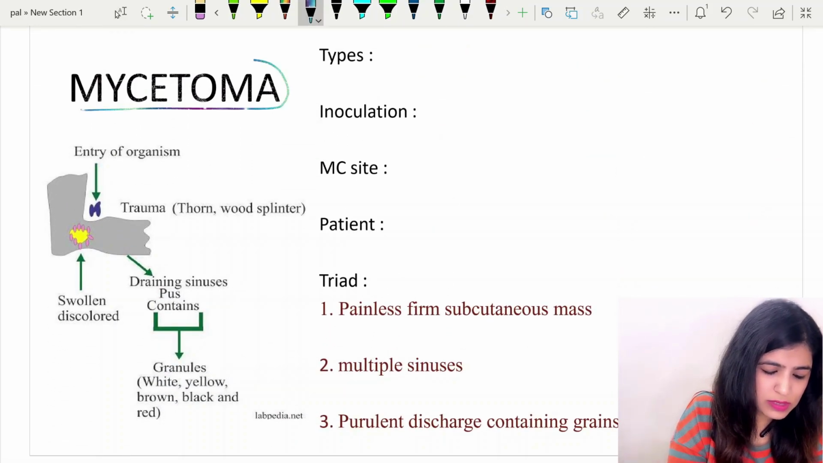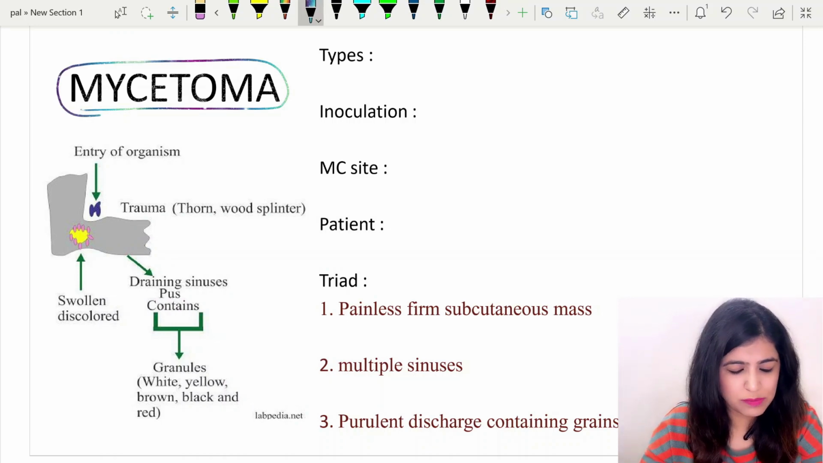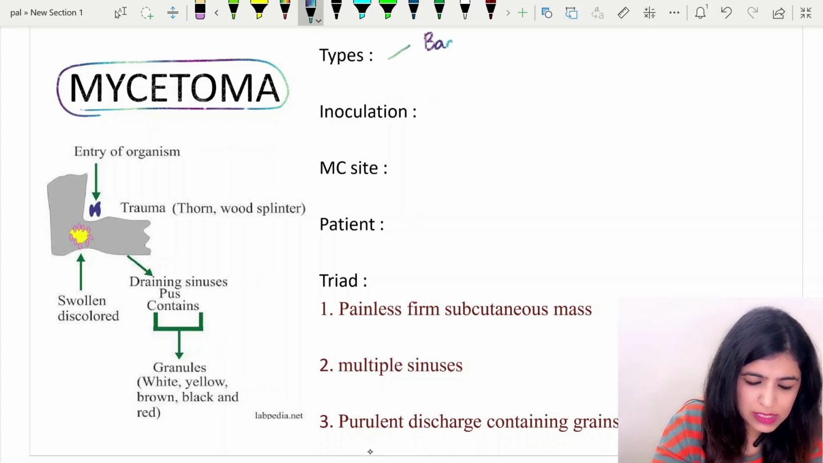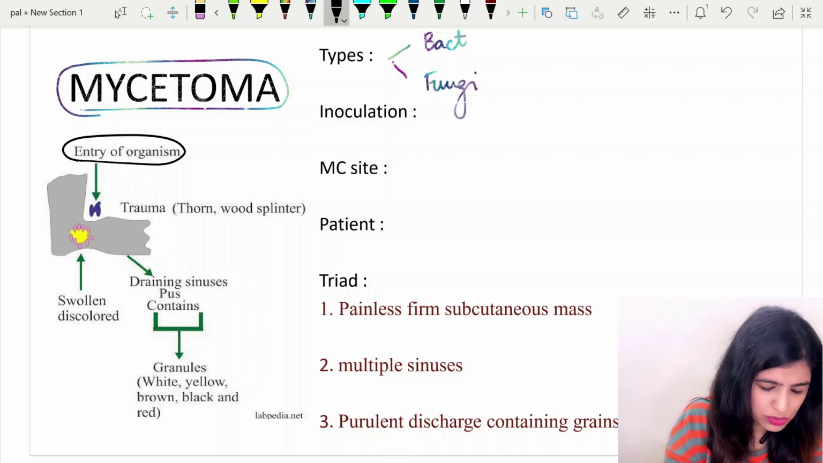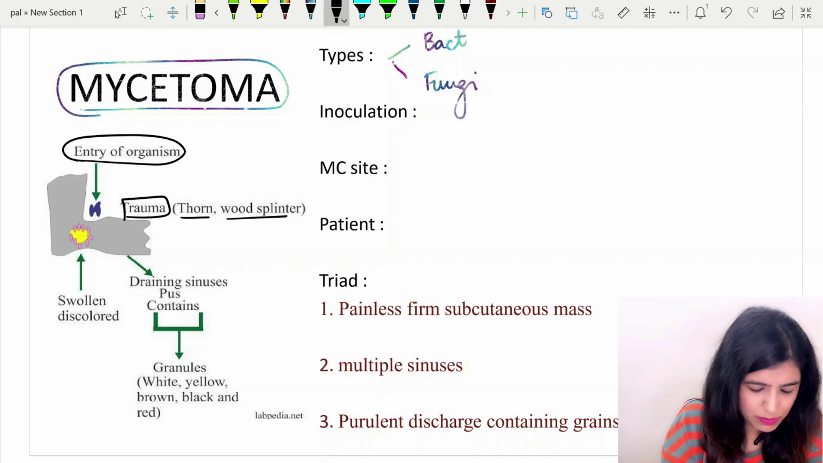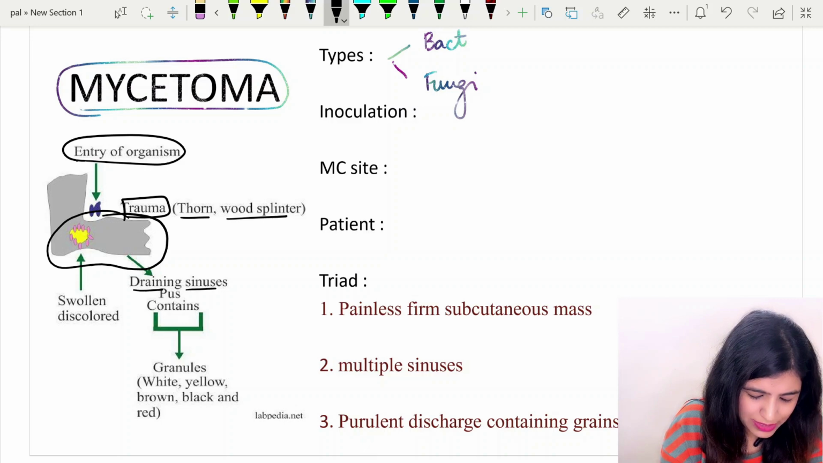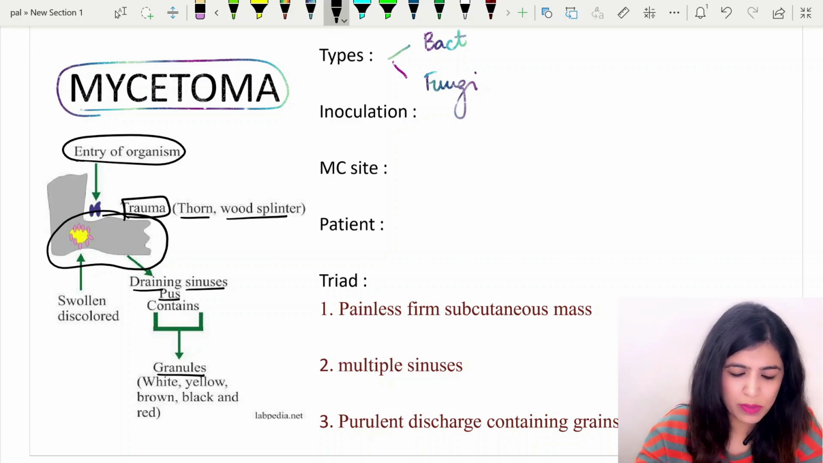So what is mycetoma? This is a diffuse swelling present in the hand or the foot caused by inoculation of a bacteria or a fungi. So this can be caused by inoculation by both bacteria and fungi. When these enter into the foot after trauma, it could be with a thorn, it could be with a wood splinter, they form a diffuse swelling with draining sinuses, pus discharge which contains granules. So that is how a mycetoma develops.